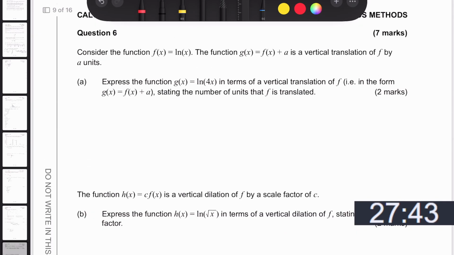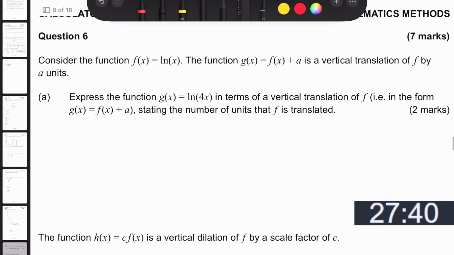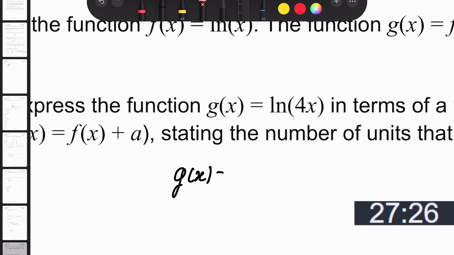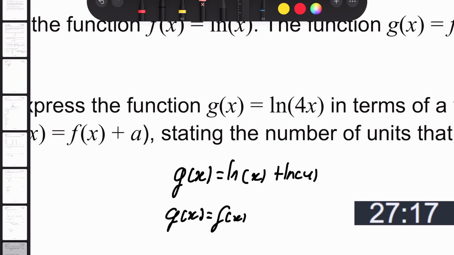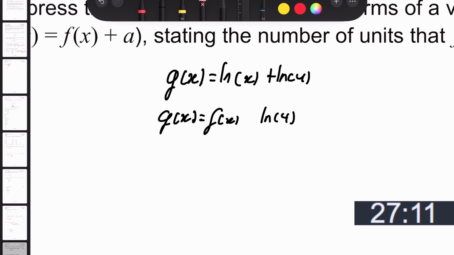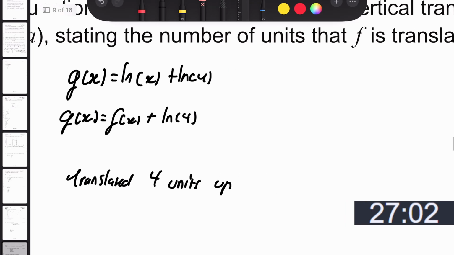Okay, consider functions f equals f of x. The function g equals f plus a is a vertical translation of f by a. Express the function g of x equals ln of x in terms of the vertical translation of f in the form g of x. So g of x is equal to ln of x plus ln of 4, then translated ln 4 units up.